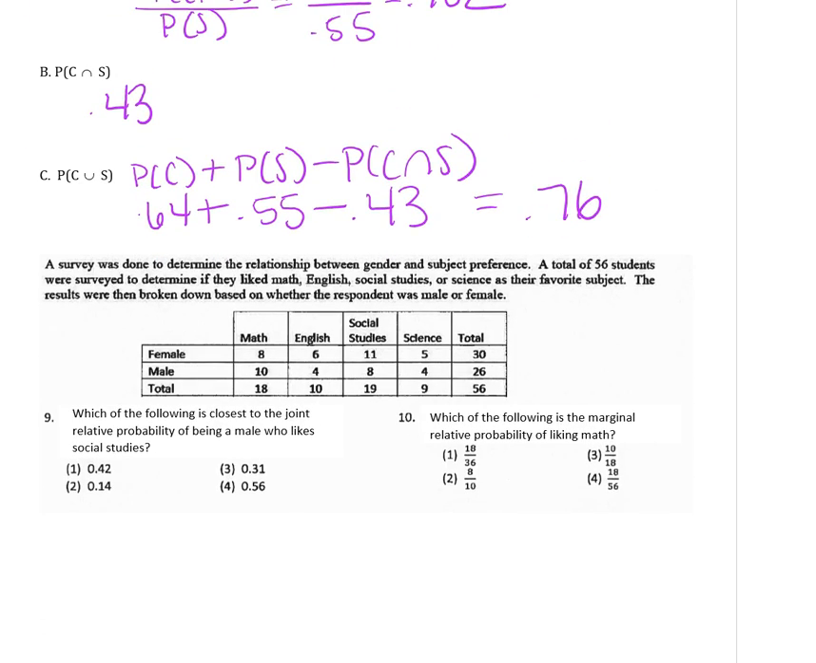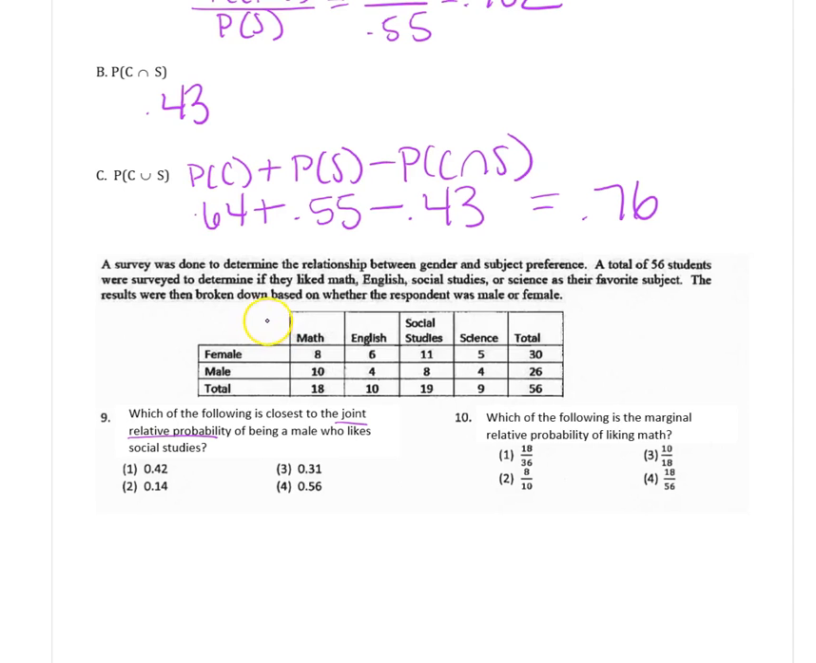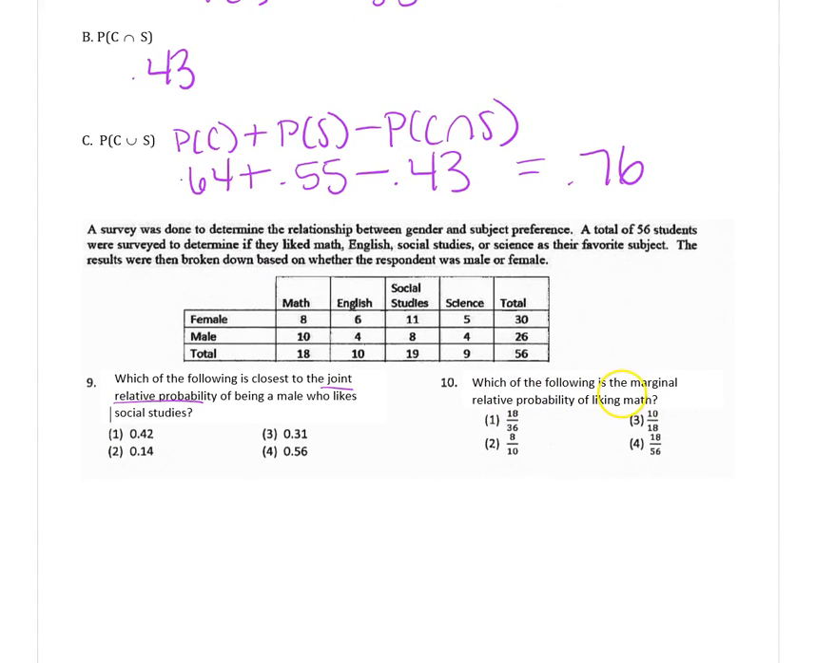All right, one last problem I'll go through. A survey was done to determine the relationship between gender and subject preference. A total of 56 students was surveyed to determine if they liked math, English, social studies, or science as their favorite subject. The results were then broken down into whether the respondent was male or female. Which of the following is closest to the joint relative probability of being a male who likes social studies? So we're looking for male liking social studies.